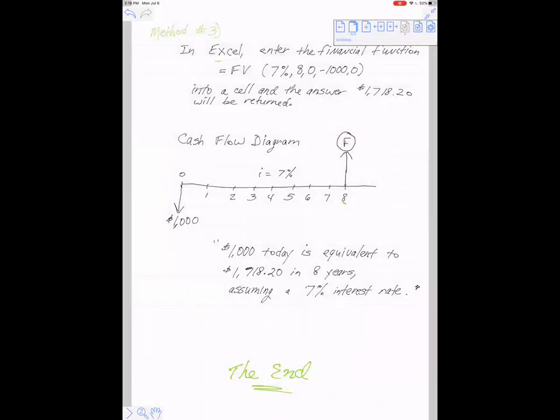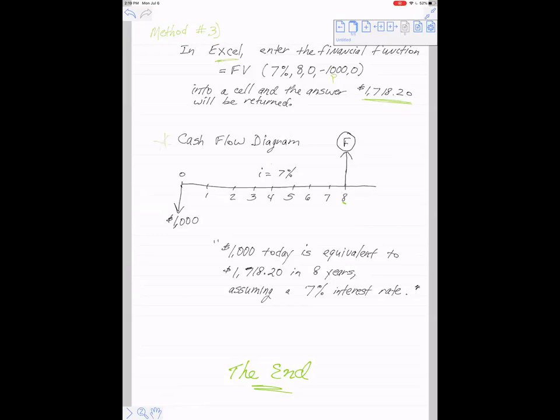Method three is using Excel to do the calculation for you. So use one of the financial functions for this: equal sign FV, parentheses, 7%, comma, 8 for a number of years, comma, 0, comma, minus 1,000, and comma, 0 as a placeholder, and then close parentheses. Enter that into a cell and the answer should be returned, $1,718.20. So that's how we do it in Excel.